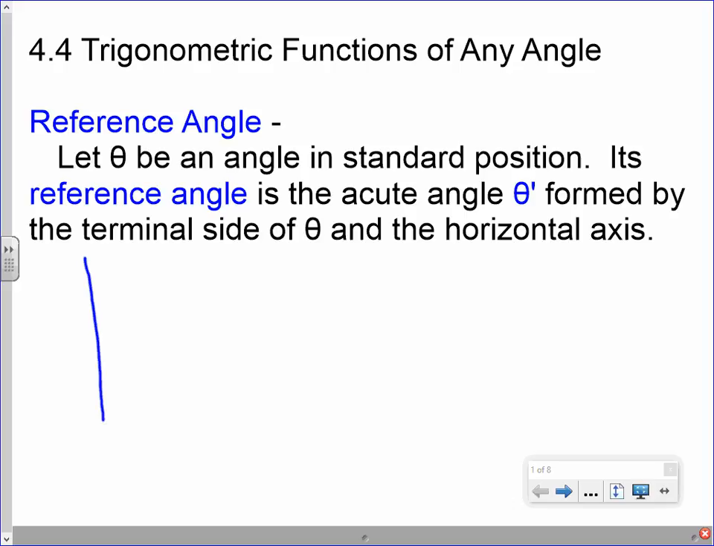If we have an angle that is in the first quadrant, what is its reference angle? The same thing. In the first quadrant, we're already acute, right? Back to the x-axis, that's how we measure. So in the first quadrant, the reference angle is itself. Not really helpful there.